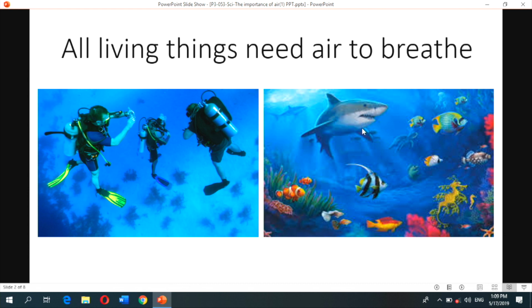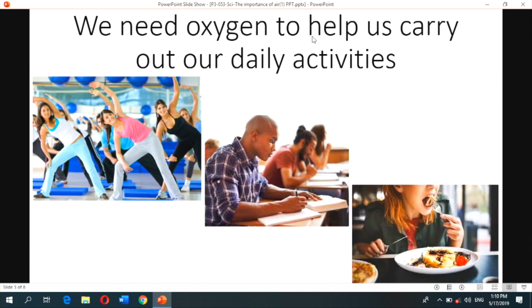What animals can you see here? Shark, fish. Do animals in the water need air to breathe? Yes. Even in the water, they need air. We need oxygen to help us carry out our daily activities.